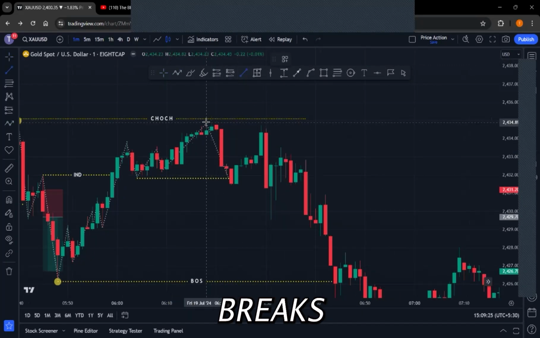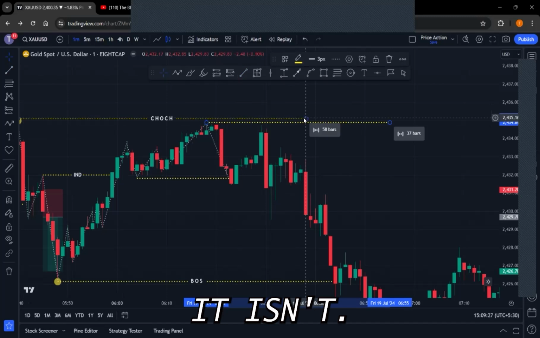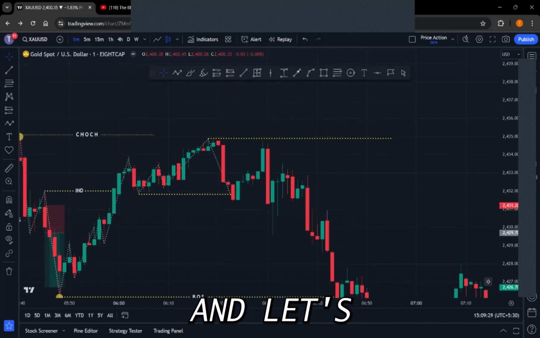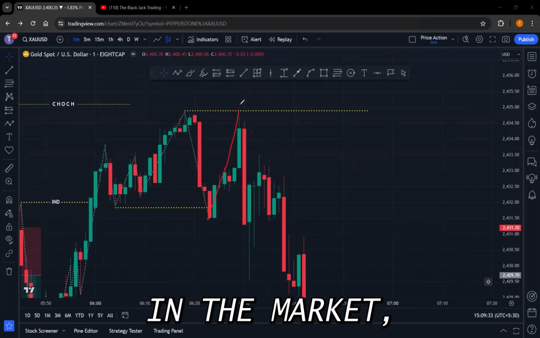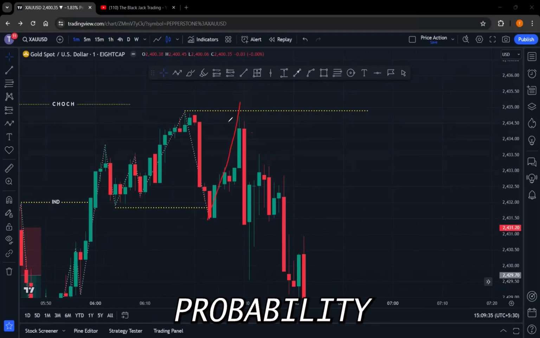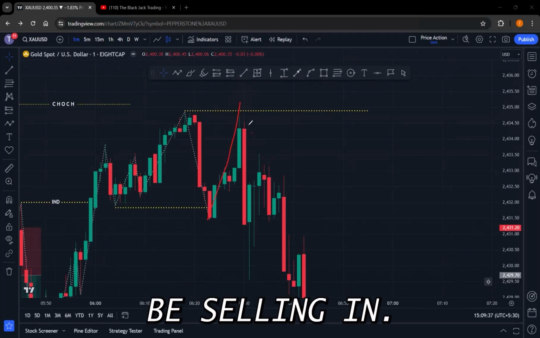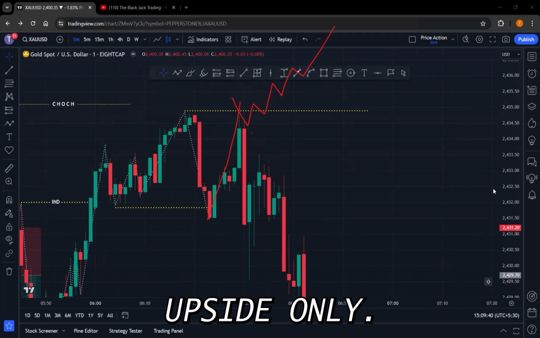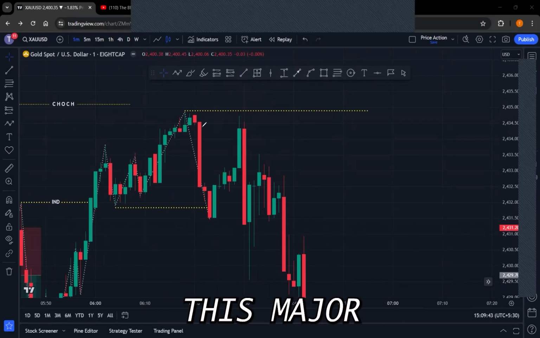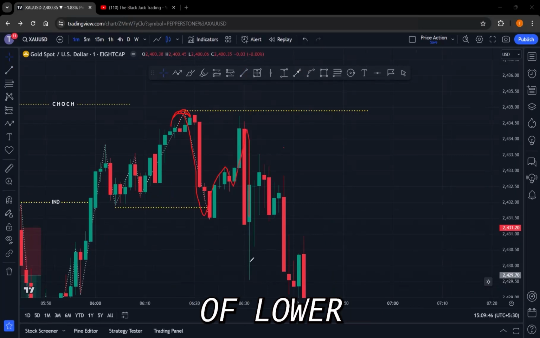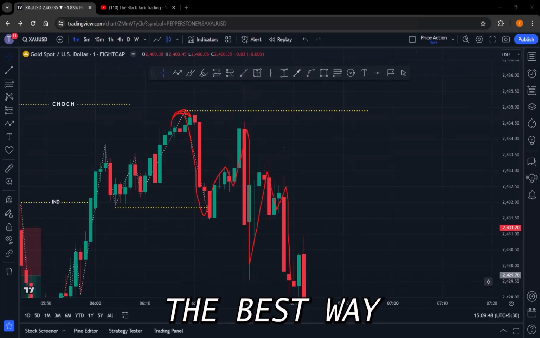If the price breaks this resistance, so let's forget about the chart and talk about what is in the range of the market. If the price is able to take out this high in the market, then it is highly probable that you should not be selling and the price will go towards the upside only. But if that doesn't happen and this major resistance is able to sustain the creation of lower highs and lower lows, then it's the best way to sell in the market.